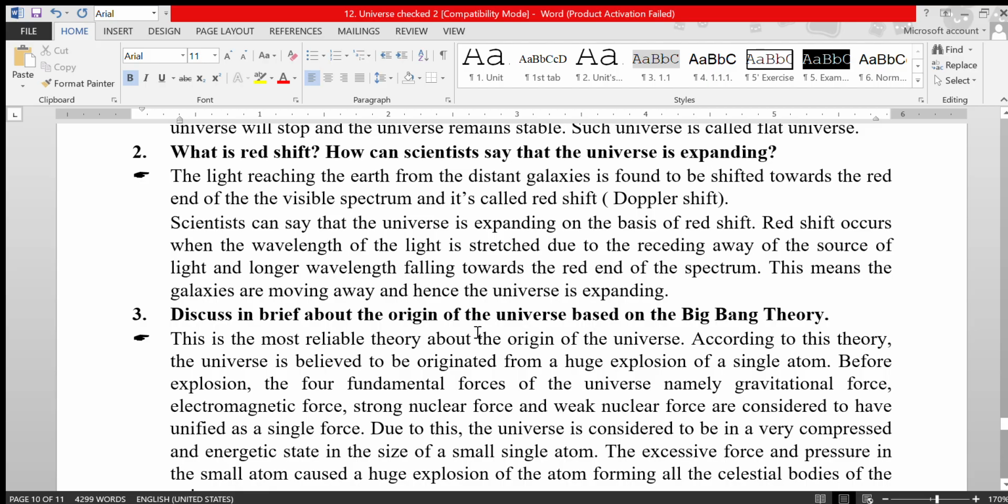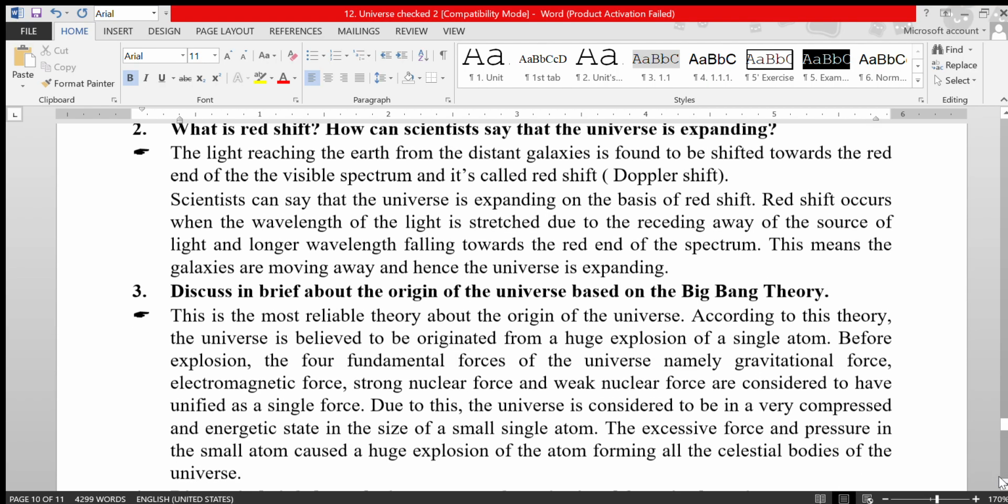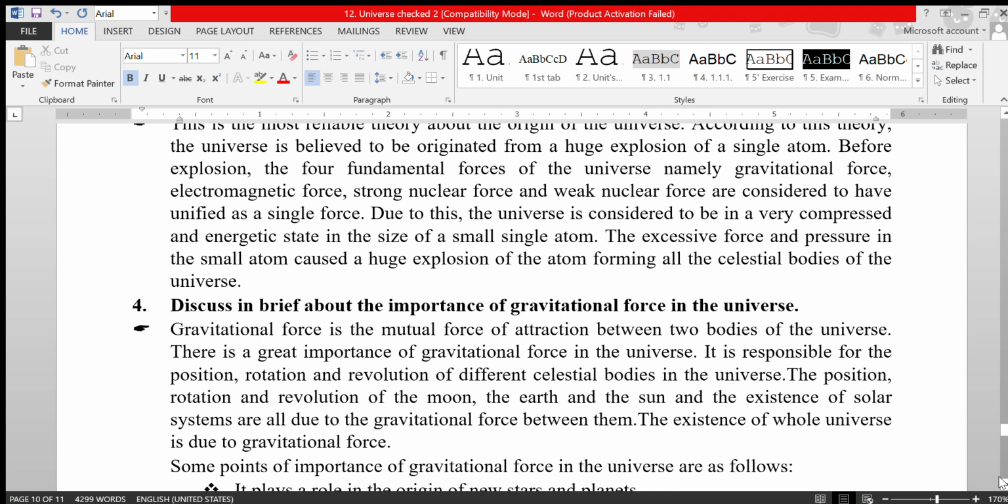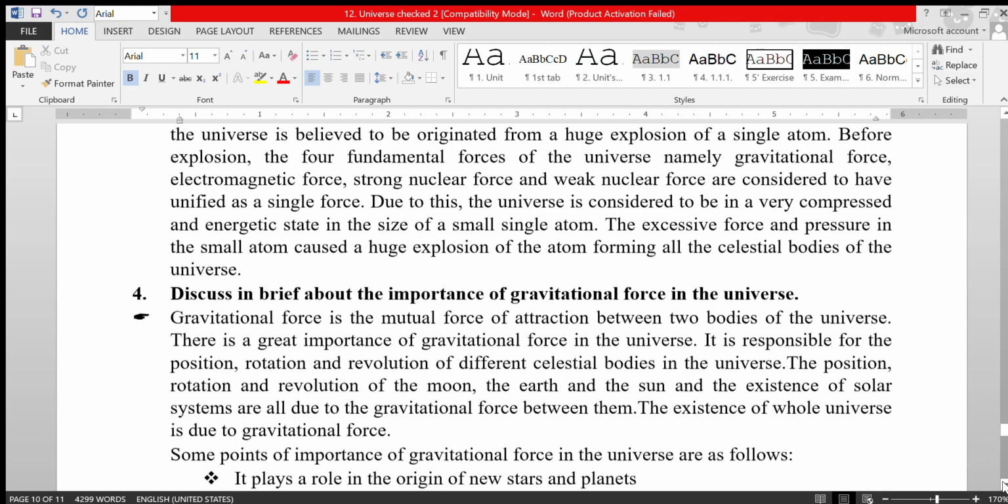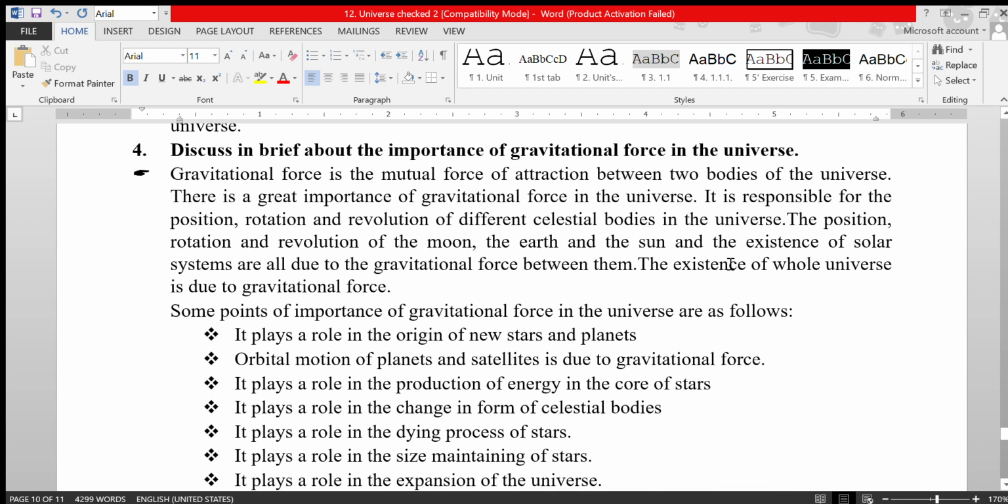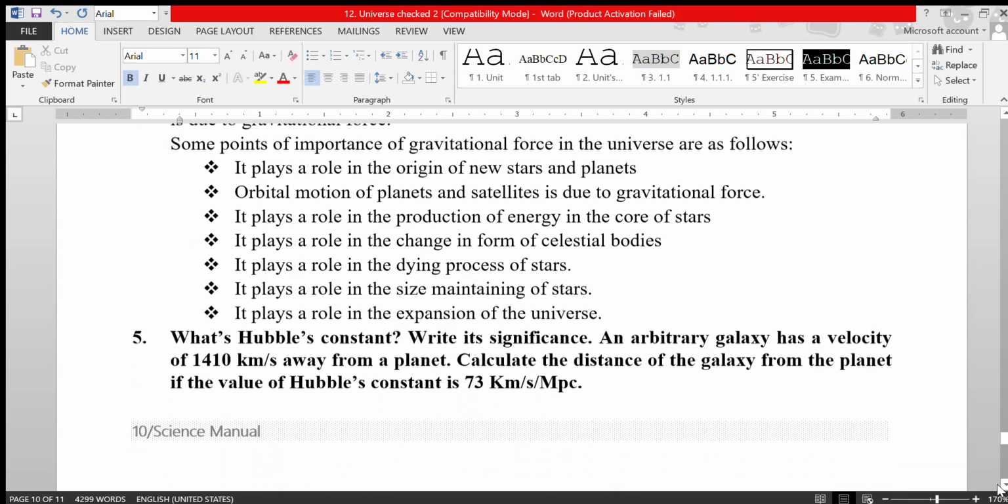Discuss in brief the origin of the Big Bang theory. This Big Bang theory we discussed earlier. Importance of gravitational force in the universe. This also we explained. Write some points on the importance of gravitational force. It plays a role in the origin of new stars and the orbital motion of planets. It plays roles in the production of energy in the core of the star, in the change in the form of celestial bodies, the dying process of stars, maintaining the size of stars, and the expansion of the universe.